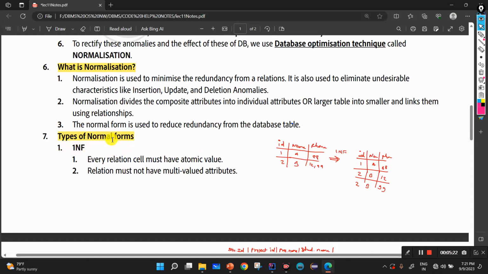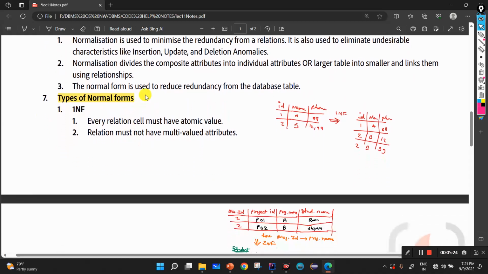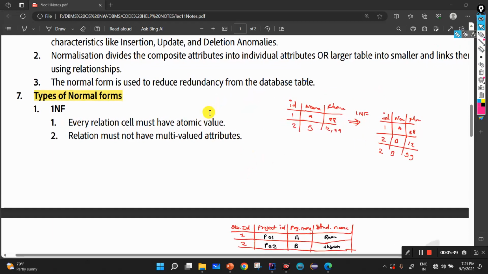So, types of normal forms. As I said, normalization is nothing but decomposition of tables. So we will decompose our table. Let's suppose there is a table number 1. I will explain the types of normal forms. There are 3 to 4 types, mainly 4 types of normalization.